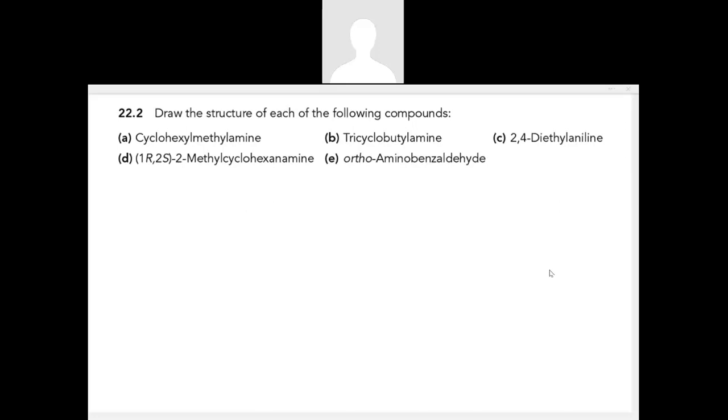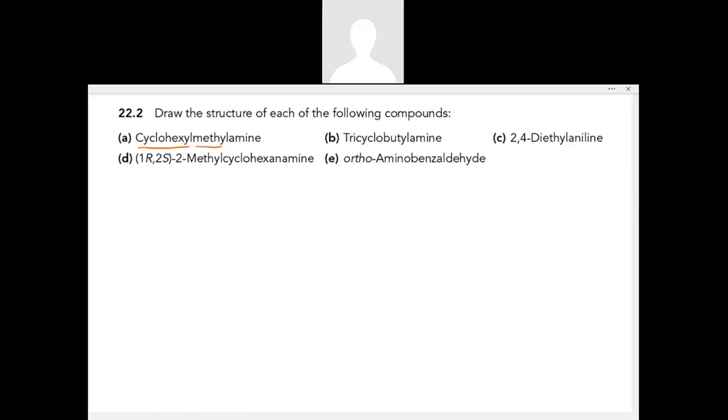For Chapter 22, Problem 2, we're asked to draw the structure of each of these named compounds, A through E. So let's take a look at compound A here. And the name indicates that this is a dialkylamine. There are two simple alkyl groups. So we have cyclohexyl and methylamine.